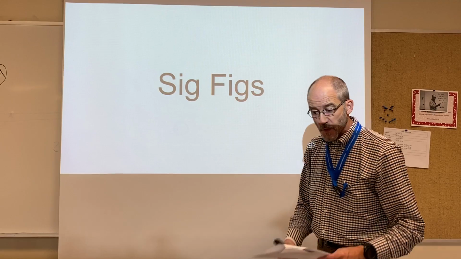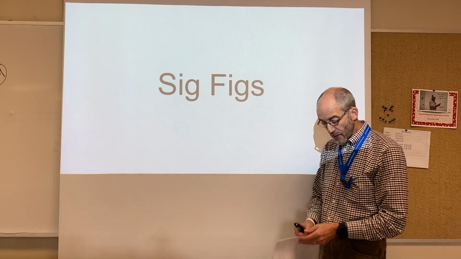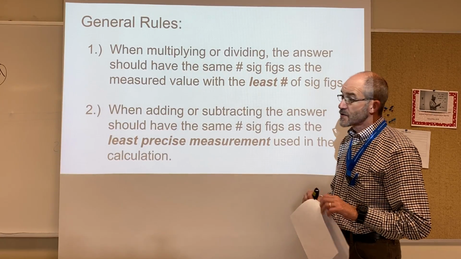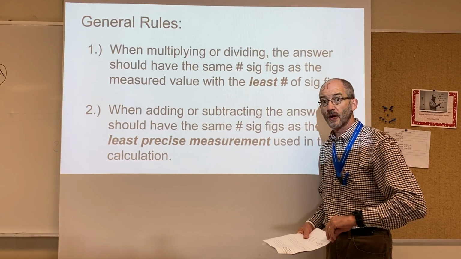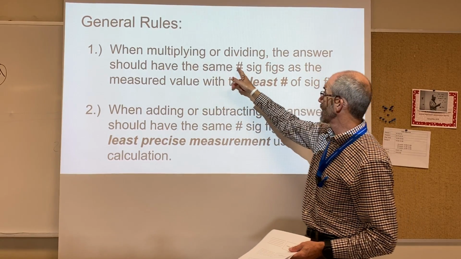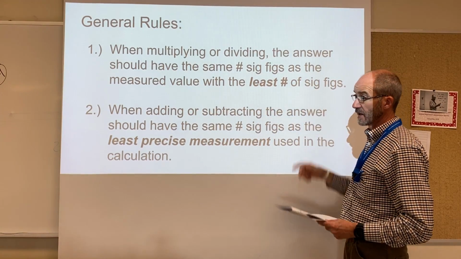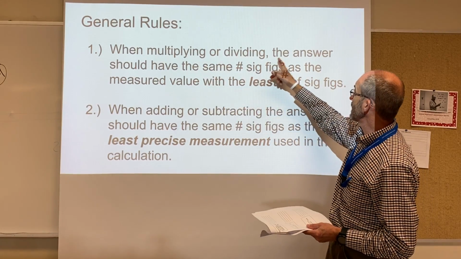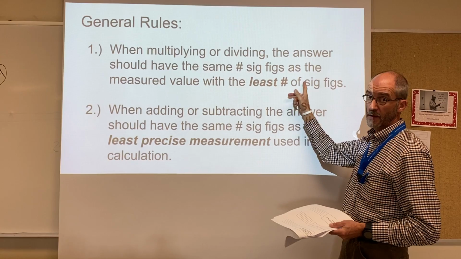However, there's always a part of this, and so here we go. We need to have just a brief discussion on sig figs. There are a couple of general rules for significant figures, and you're just going to have to buckle down, and you're going to have to read them and learn them. When you multiply or divide, the answer should have the same number of sig figs as the measured value with the least number of sig figs. Okay, so think about that. Maybe you need to read that again. When multiplying or dividing, the answer should have the same number of sig figs as the measured value with the least number of sig figs.